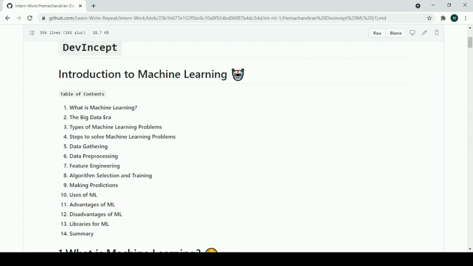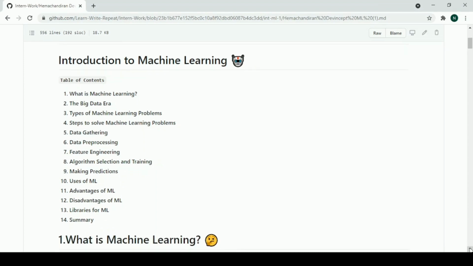In this video, we will be discussing Introduction to Machine Learning and what libraries are required in machine learning. The table of contents: what is ML, the big data era, types of machine learning problems, steps to solve machine learning problems, data gathering, data pre-processing, feature engineering, algorithm selection and training, making the predictions, uses of ML, advantages of ML, disadvantages of ML, libraries for ML, and the summary.